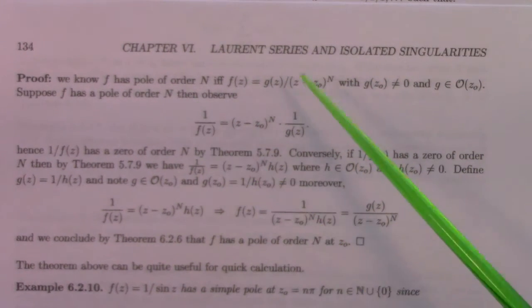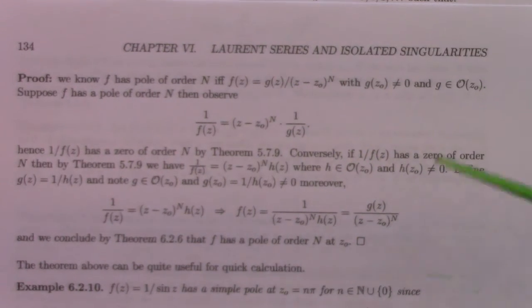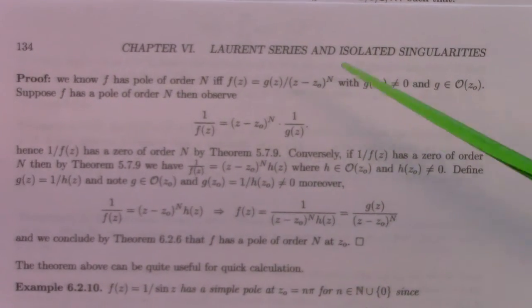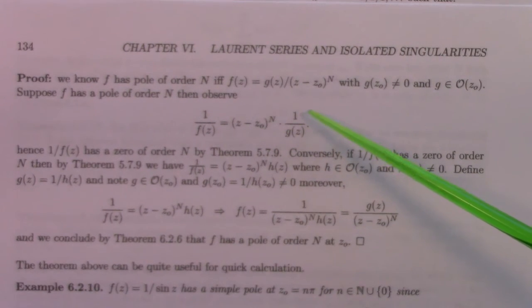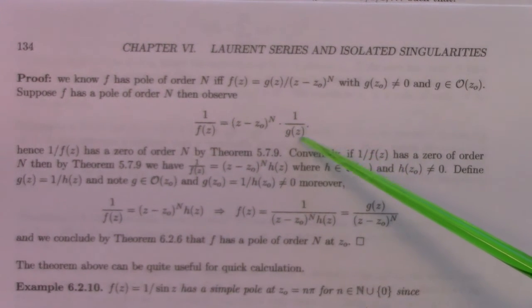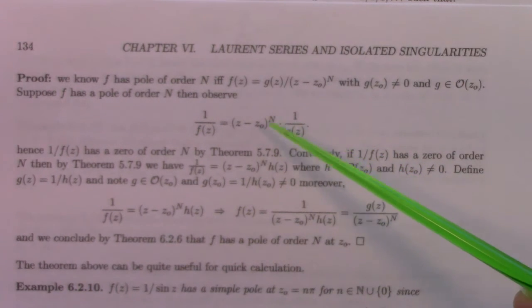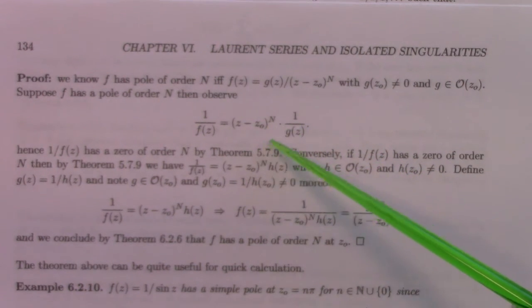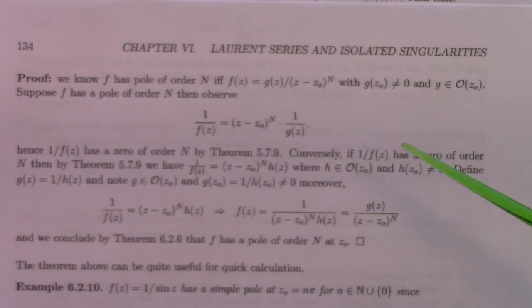If you have a pole of order n, then you can write f equal to g of z divided by (z minus z naught) to the n. So if you look at 1 over f, it flips over, and then you've got (z minus z naught) to the n times 1 over g. But, of course, 1 over g is analytic if g is analytic, and if g of z naught is not equal to 0, then 1 over g of z naught is not equal to 0. And so by the characterization of zeros of order n, this shows that 1 over f has a zero of order n.